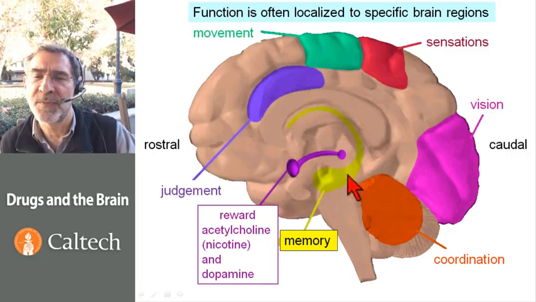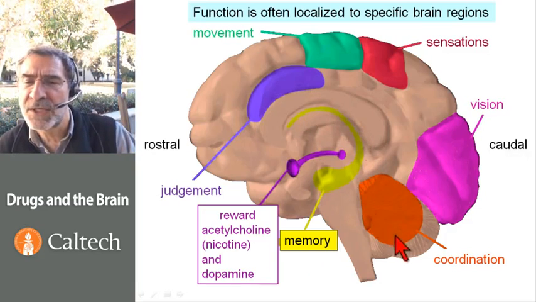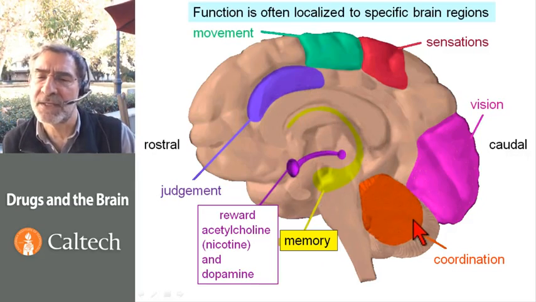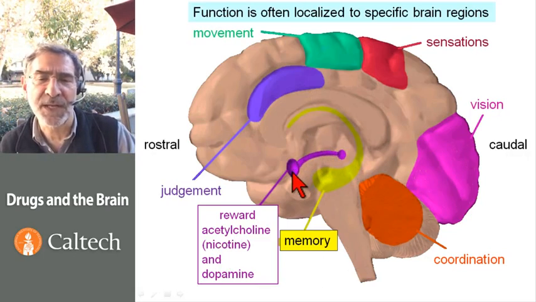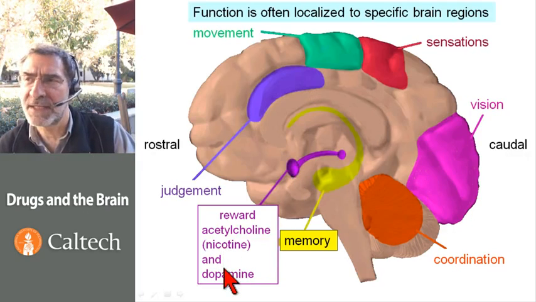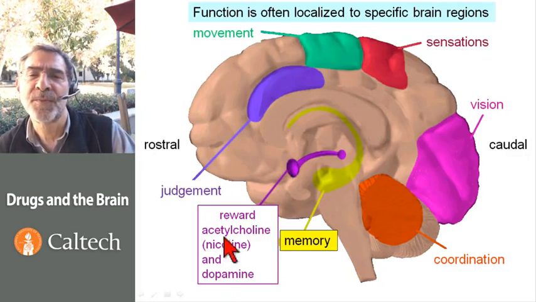The memory is laid down at first in the hippocampus, which looks very much like a seahorse, this yellow part. Motor coordination takes place in the basal ganglia and to some extent in the cerebellum. And an important part of drugs in the brain, the reward pathway, is shown here in a purplish color. That's where nicotine and dopamine and several other reward transmitters play a role.